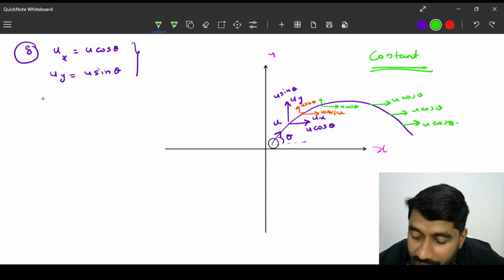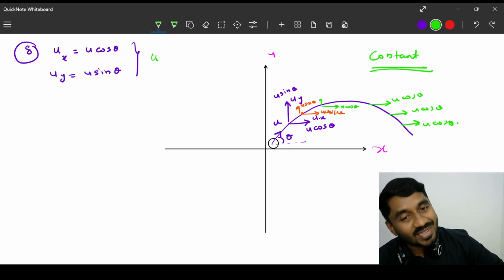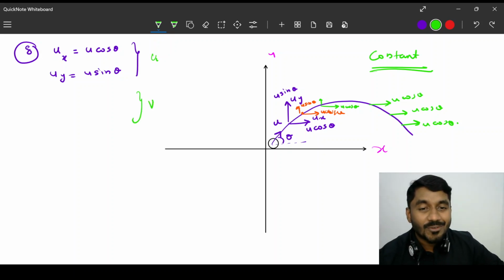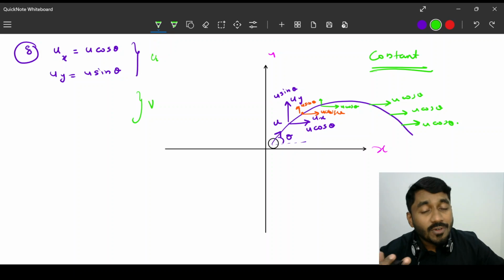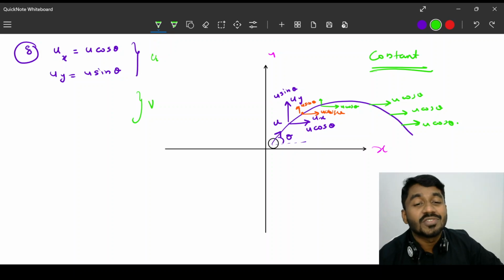Now we got the initial velocity u, that is u cos theta, u sin theta. Let's take the final velocity v. What will happen to this? Like this we need to create the initial velocity, final velocity, displacement. These 3 equations we need to derive right now.